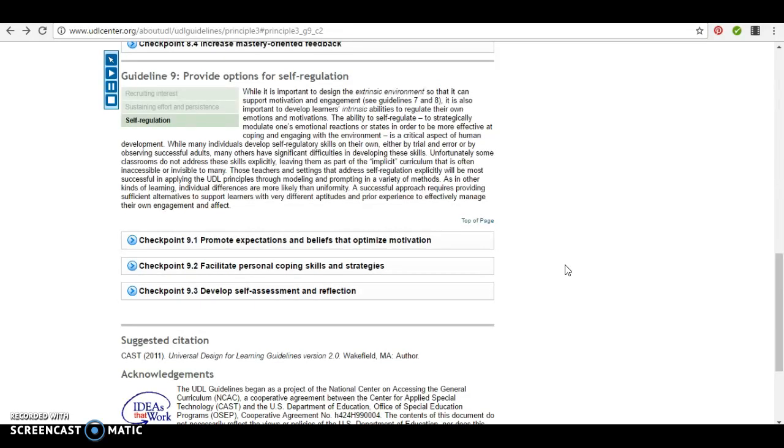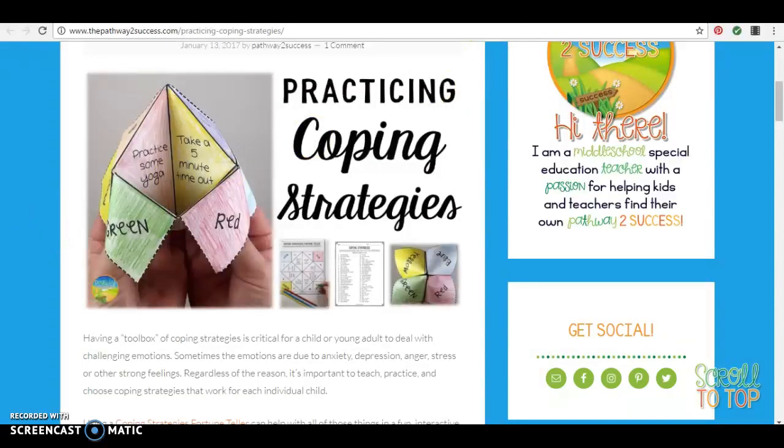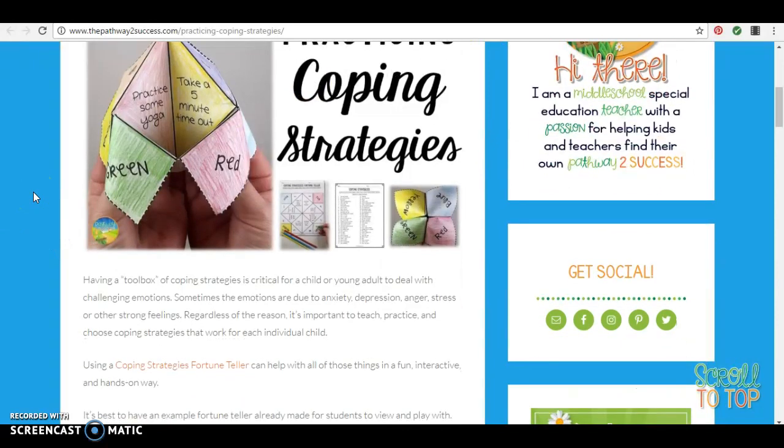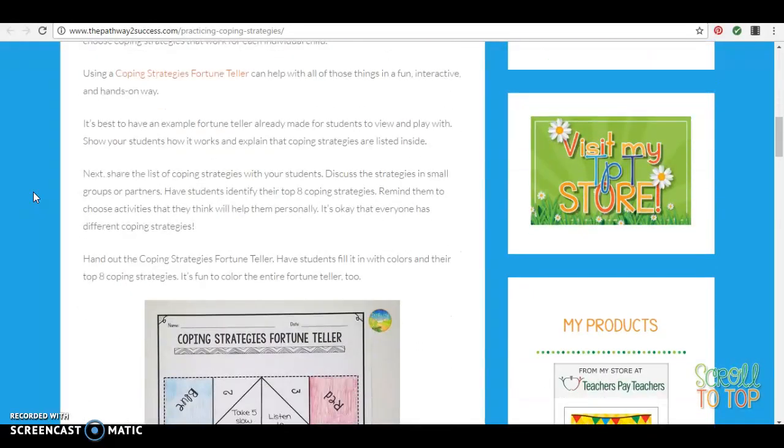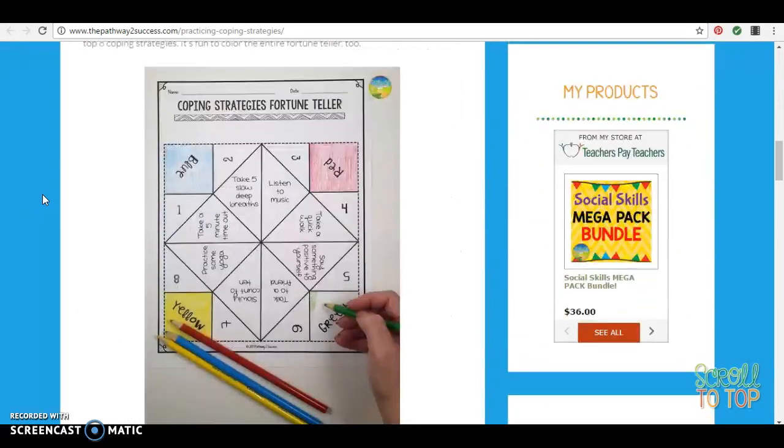Checkpoint number 2, which is 9.2, is facilitate personal coping skills and strategies. I believe that in a classroom there should be different strategies available to students at all times. So if you have students who really need different strategies, there's this cootie catcher that they can make. It talks about all the different coping strategies. The kids can color it, and then they can cut it out and fold it up the way that it's supposed to be folded.